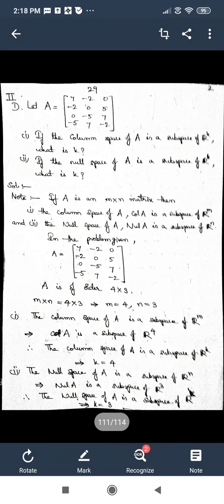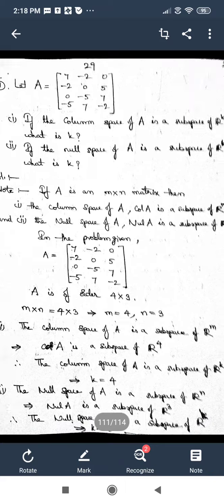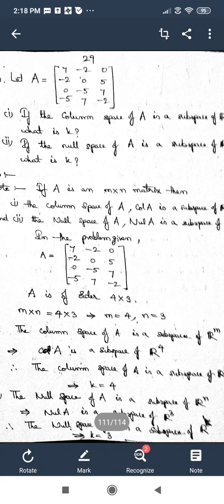Now let us move on to the next model of the problems, in the column space of a matrix A, and here also there are some problems. First let us see the first problem under this Roman 2 second model. So first question is, let A is equal to, if I read them column wise, 7 minus 2 0 minus 5, minus 2 0 minus 5 7, 0 5 7 minus 2, and we are asked two questions under two bits here. Let us see the questions now.